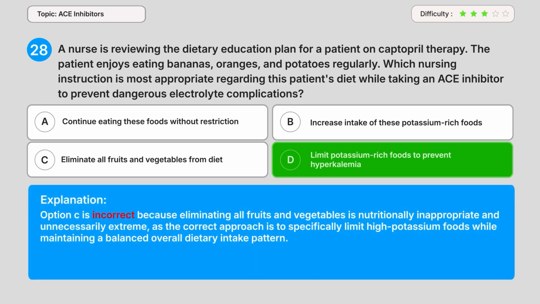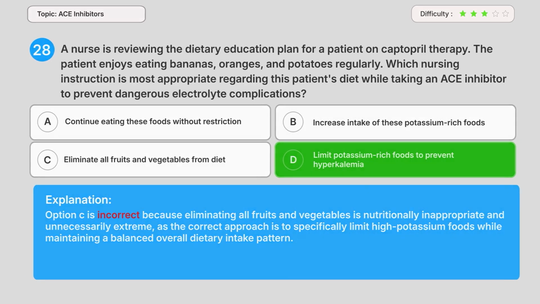Option C is incorrect because eliminating all fruits and vegetables is nutritionally inappropriate and unnecessarily extreme, as the correct approach is to specifically limit high potassium foods while maintaining a balanced overall dietary intake pattern.